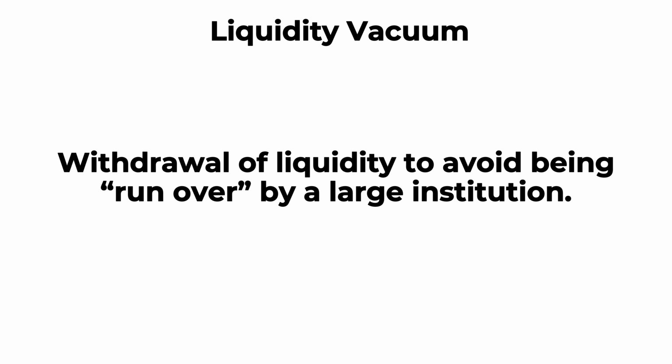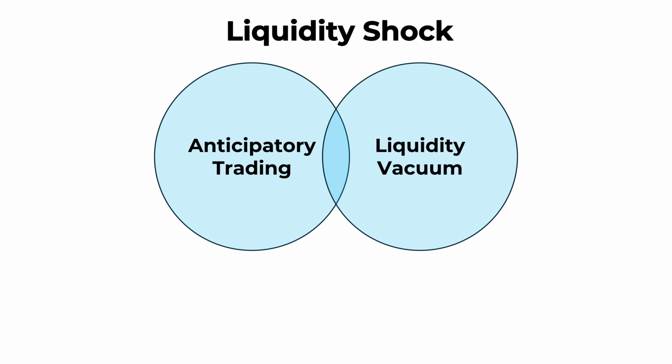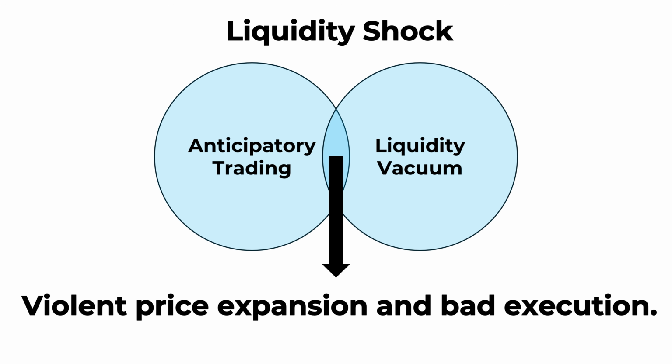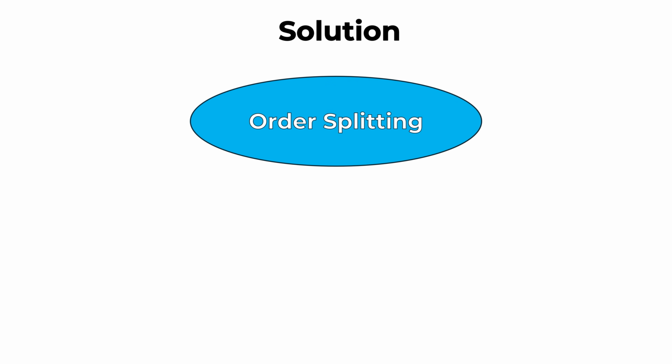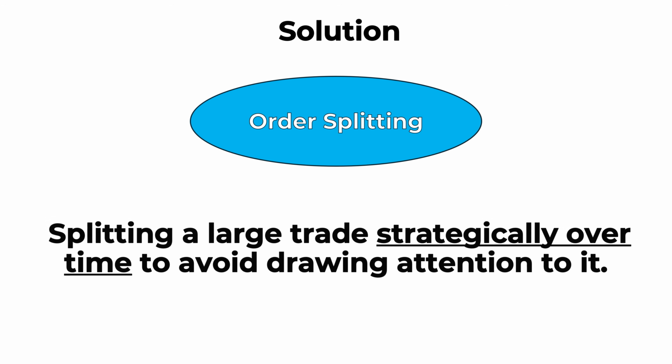It's also possible that both situations happen simultaneously. Some institutions try to anticipate the movement and some attempt to remove liquidity. This leads to something called liquidity shock, which translates in a violent price expansion and bad execution. So in summary, the necessity of executing large trades is a problem that must be addressed by the institutions. The solution to avoid liquidity vacuums, anticipatory trading, and slippage is something called order splitting. In other words, an institution that wants to execute a massive trade will split this trade strategically over time to avoid drawing attention to it.